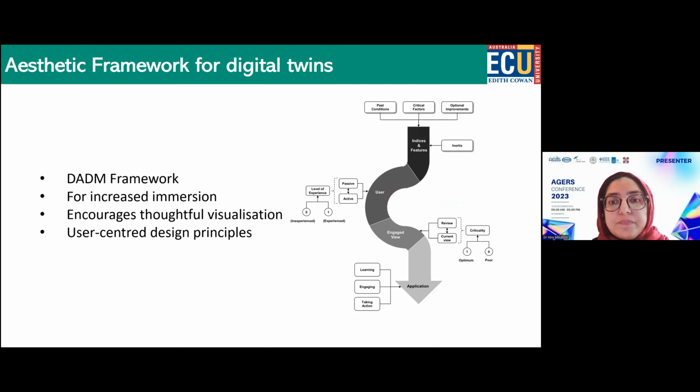The framework, which is the DATM framework, is used for increased immersion with dashboard and digital twin management. This encourages thoughtful visualization and careful structure for scenes. It also encourages the user-centered design principles, which are very important for creating any appealing, easy to understand and easy to interpret handheld visualization of the data. So this actually focuses on developing applications which are used for handheld devices.